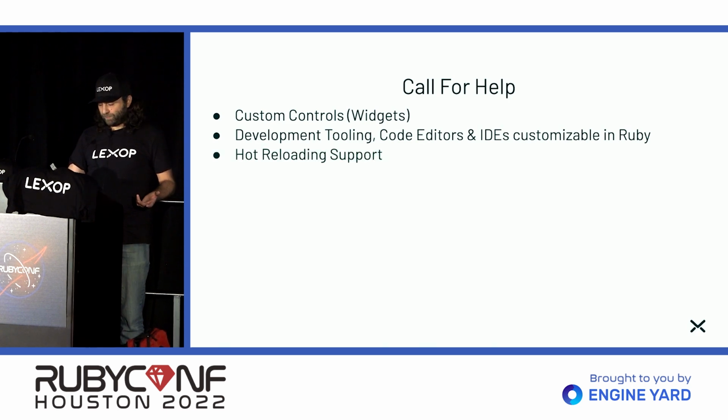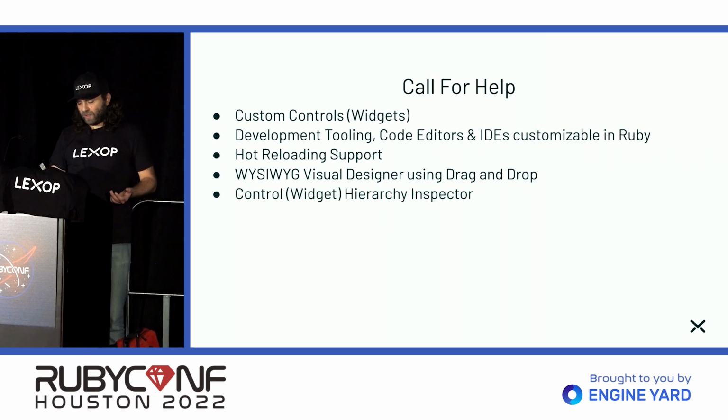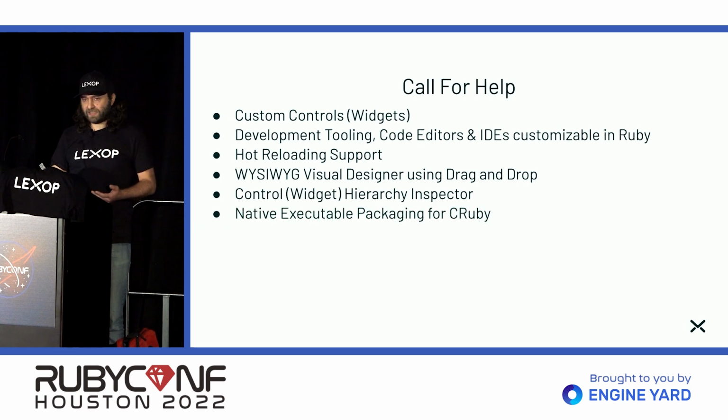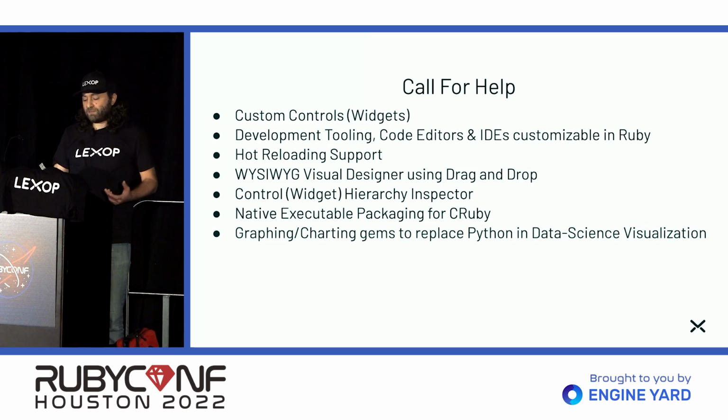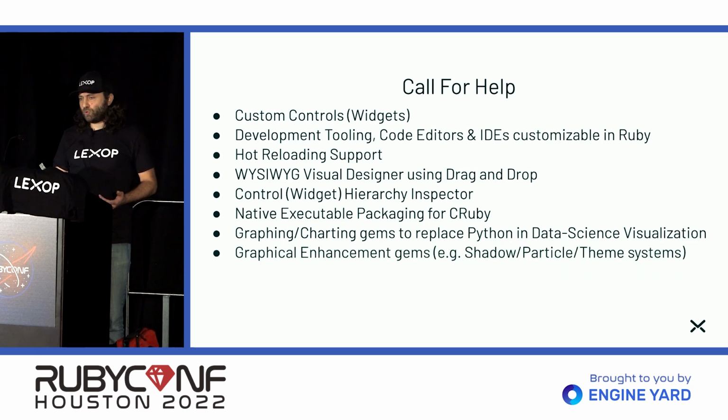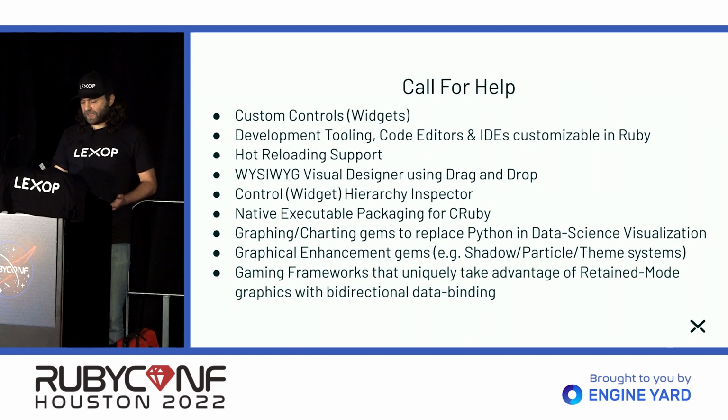Hot reloading support, a WYSIWYG Visual Designer, a control hierarchy inspector, native executable packaging for C Ruby, which hasn't been tackled yet, graphing and charting gems to replace Python in data science visualization. I believe Ruby can do much better than Python, and you can help with that by building graphing and charting gems. Graphical enhancement gems like a shadow system, a particle system, a theming system, etc. And finally, gaming frameworks that uniquely take advantage of retained mode graphics with bidirectional data binding.